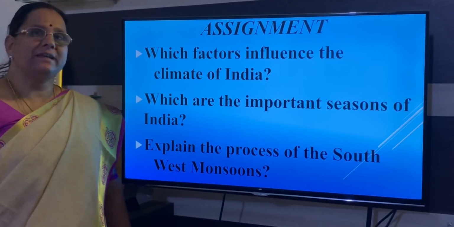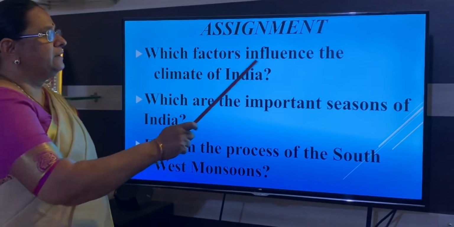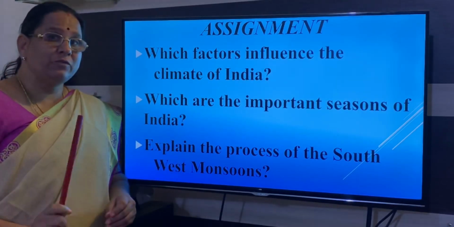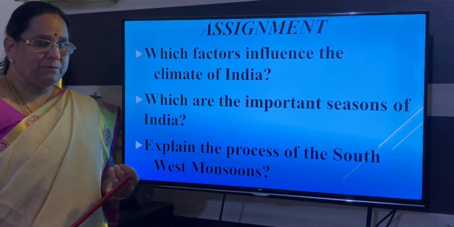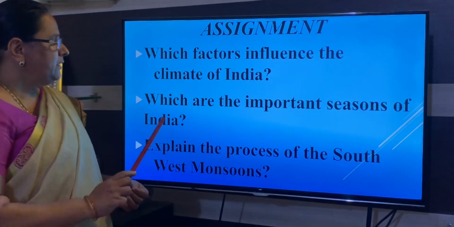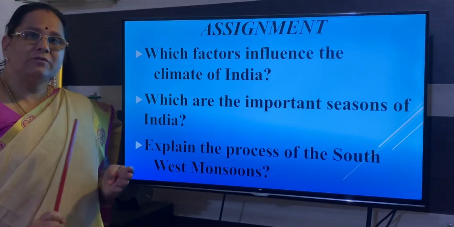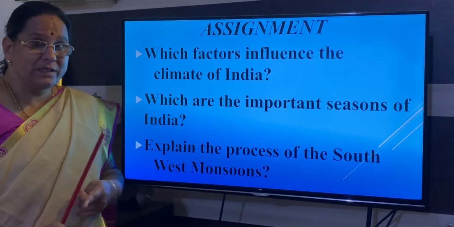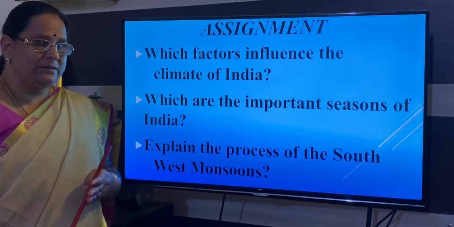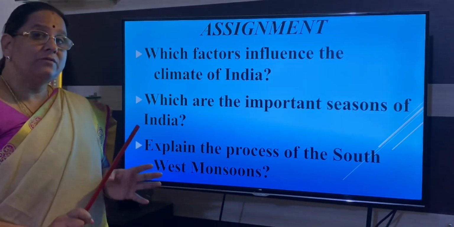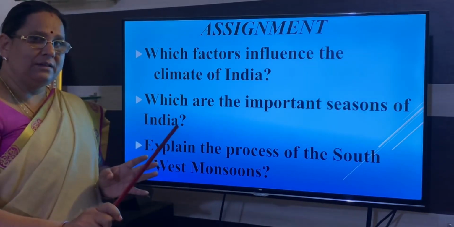Now we'll start with the assignment, children. Which are the factors influence the climate of India? You have to remember the four I showed you with the picture. So those points have to be written. Next one is, which are the important seasons of India? The same thing, 4 seasons. That also I showed you with the picture. Write those 4 seasons. With the month you have to write. Don't write only the season. Write with the month. From when to when it starts.